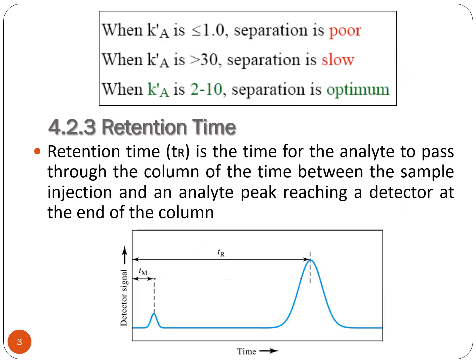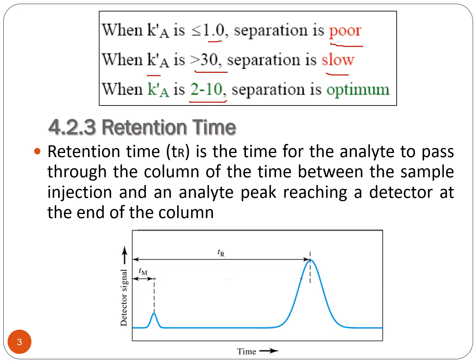Okay, so if the retention factor is less than or equal to 1, the separation is poor. If the retention factor is more than 30, then the separation is slow. Okay, so the optimum separation occurs when the retention factor is between 2 and 10.